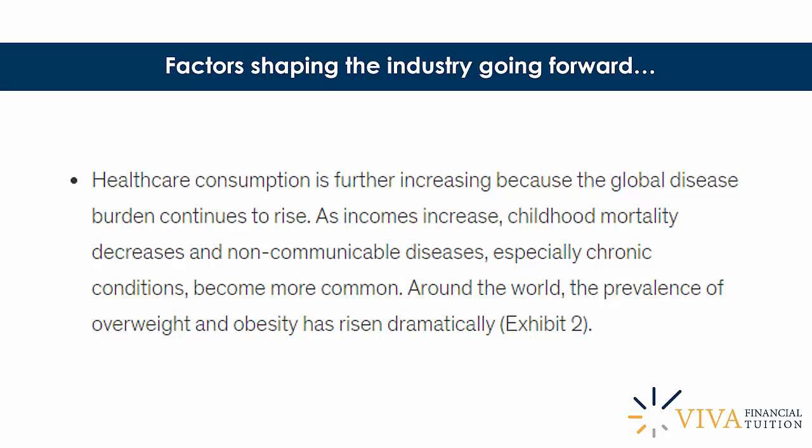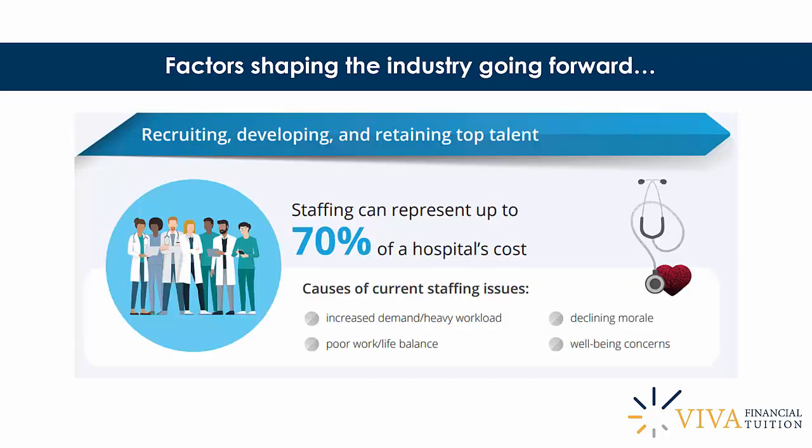Another factor shaping the industry going forward: healthcare consumption is further increasing because the global disease burden continues to rise. As incomes rise, childhood mortality decreases, and then non-communicable diseases, especially chronic conditions, become more common. Around the world, the prevalence of overweight and obesity has risen dramatically, as we saw earlier in the obesity rates, and that has profound impacts on the healthcare infrastructure.